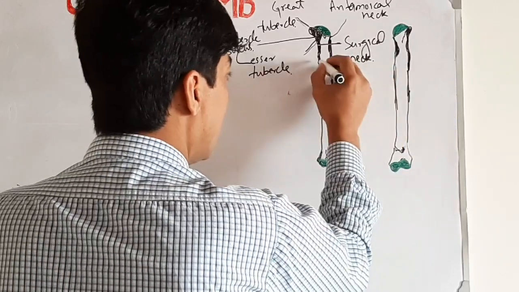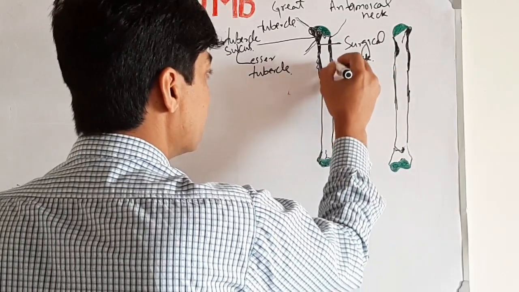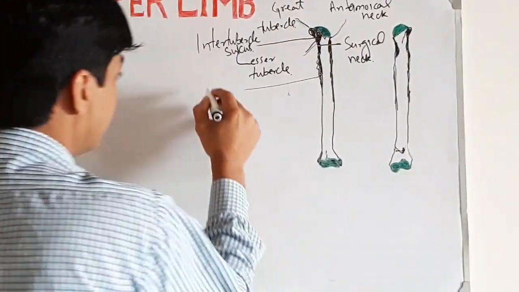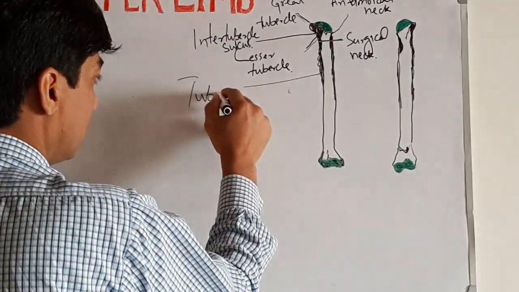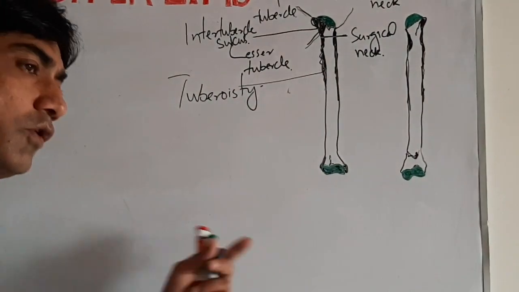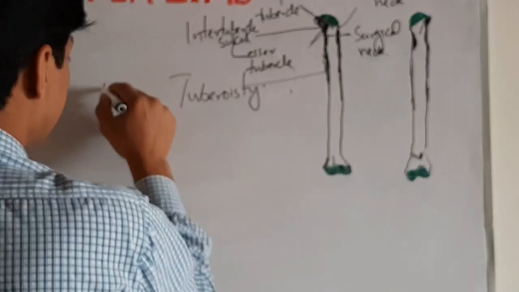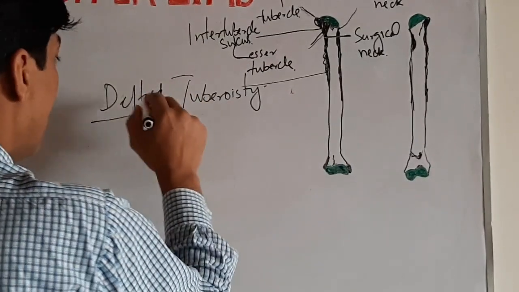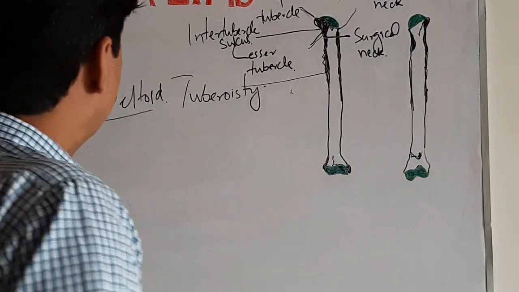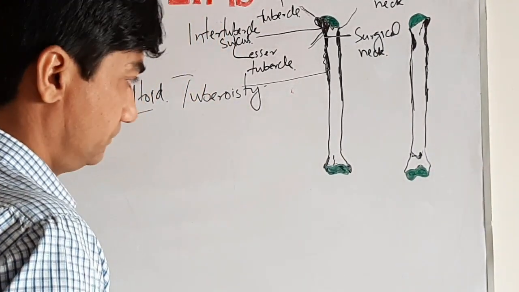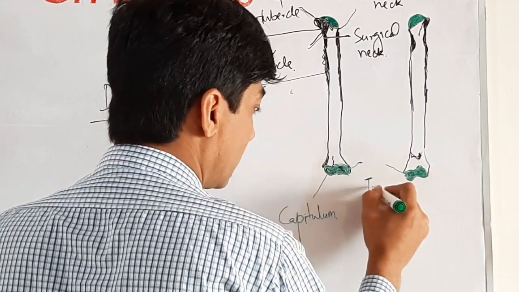And lateral to the shaft, there is a rough surface. Here is a rough surface that is called a tuberosity. This tuberosity is called the deltoid tuberosity, because the deltoid muscles of the shoulder are attached over here.